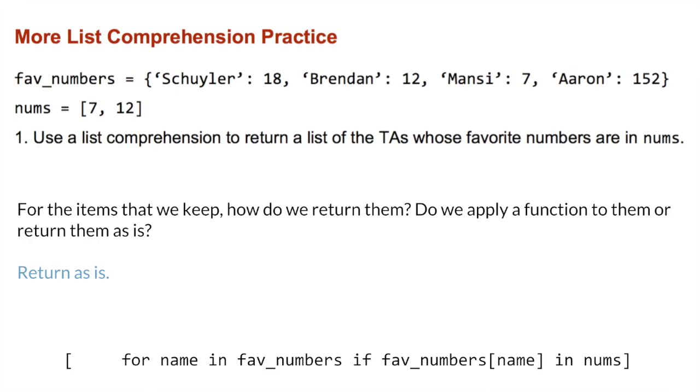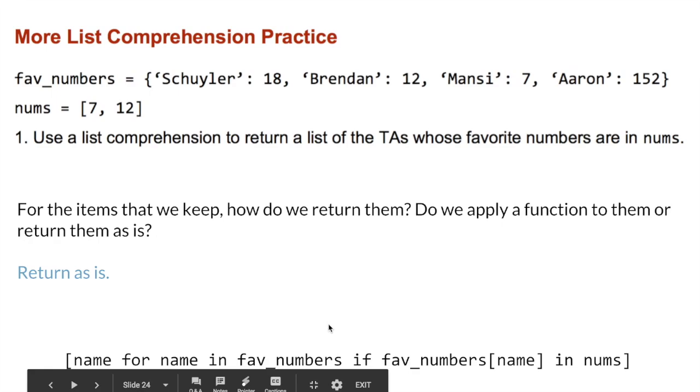So all we got to do is the variable here is called name. We said for name in fave numbers, so we put a name at the beginning of our list comprehension. And now our list comprehension is complete. It reads as English. We say for a name in fave numbers, if that name's fave numbers is in nums, return to me the name.